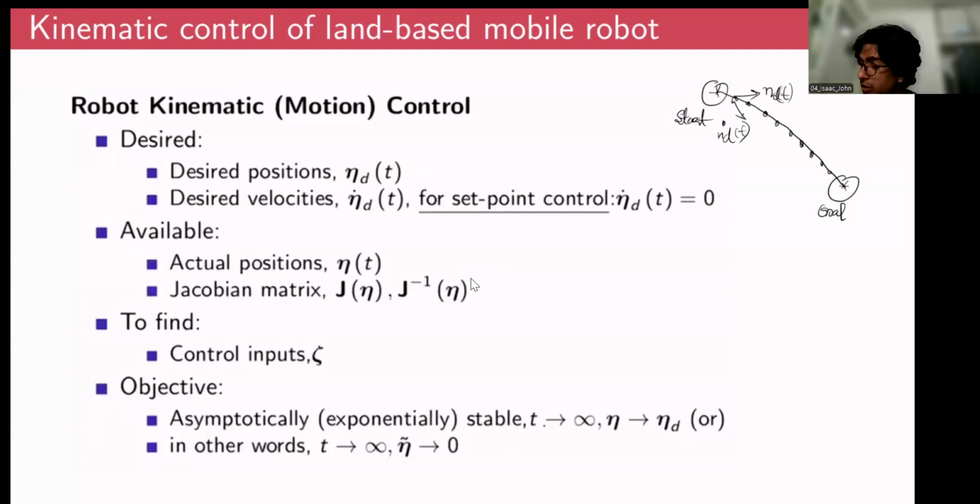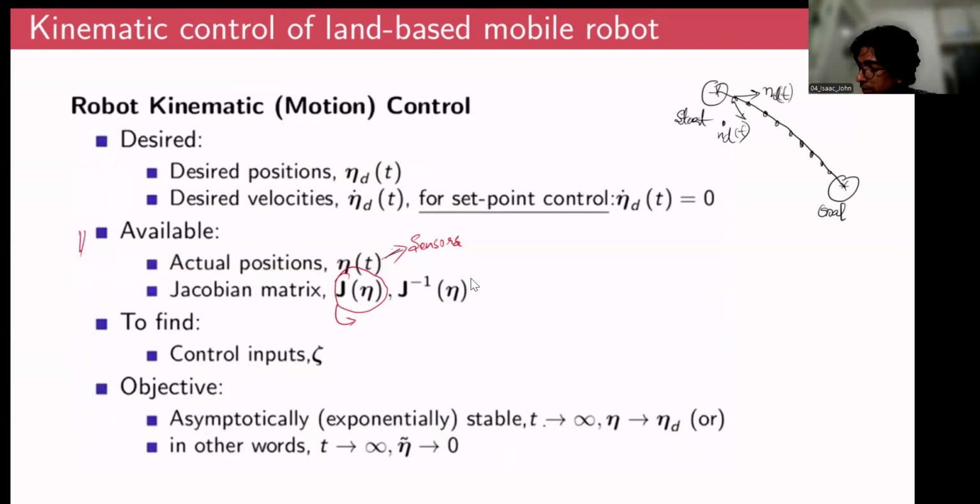And from the mathematical models, we have the actual positions, right? So these actual positions are available from the sensors. You can use the sensors to estimate or to determine the actual positions. And we also have this Jacobian matrix. Using the mathematical models that we considered in the earlier weeks, probably in week 1 or week 2, we can actually derive the Jacobian matrix of a mobile robot. So these are the available information that we have, right?